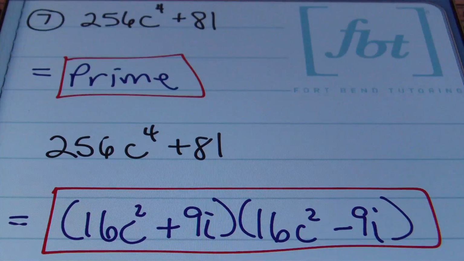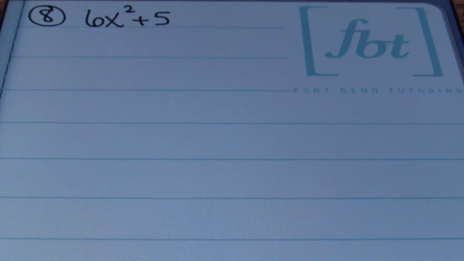And I have one more problem for you. Are you ready? Because here it comes. This is problem number 8, our final problem for this video, and I hope you're ready. This is 6x squared plus 5. Notice how 6 is not a perfect square, and 5 is not a perfect square. However, we will be utilizing the positive square root of each of these in order to factor it. So let's look at that.